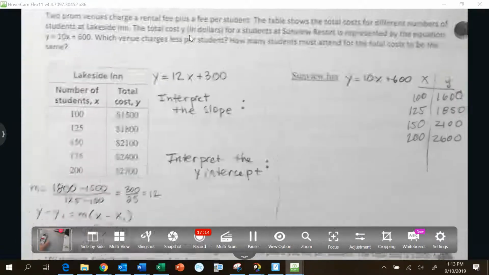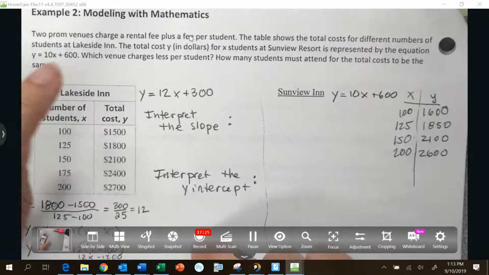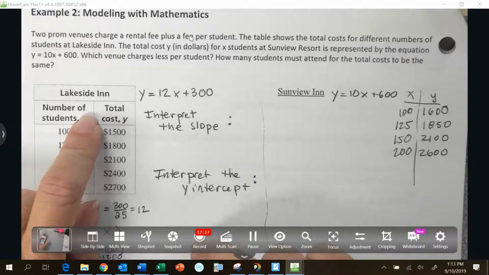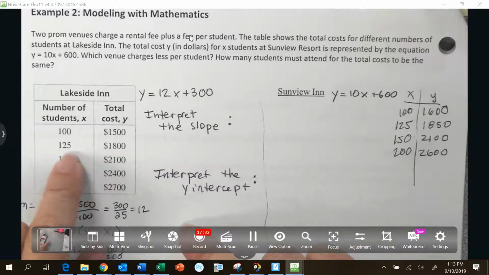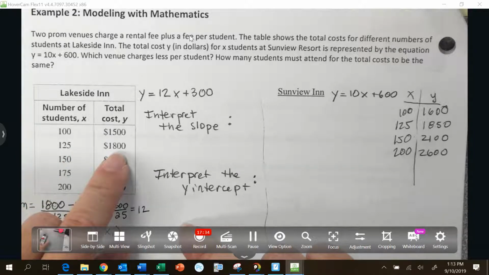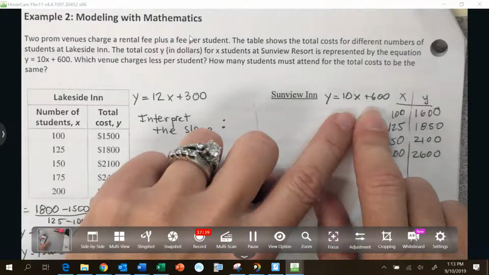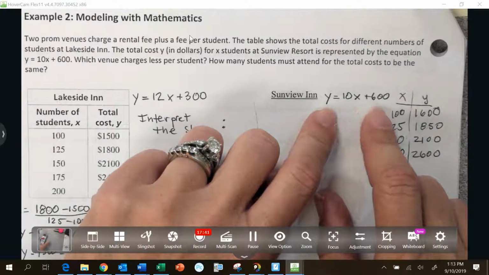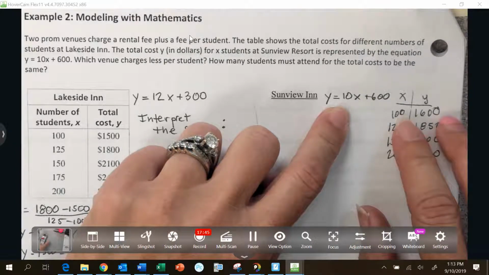Now this one I tried to go through and already write the important information. This one we're talking about finding a venue to host prom. Where are we going to have prom? There's this place called the Lakeside Inn, and there's some information about it. If you have 100, it costs this much. If you have 125 students, this is how much you have to pay, and so on. There's also the Sunview Inn that gave us an equation that says y equals 10x plus 600. So I made some ordered pairs so I could compare these two.